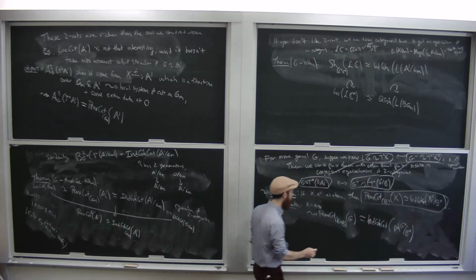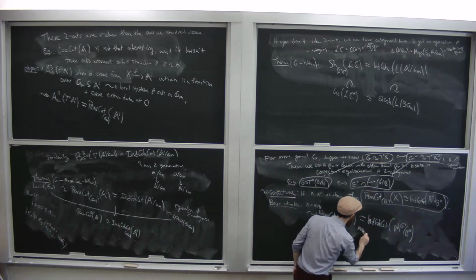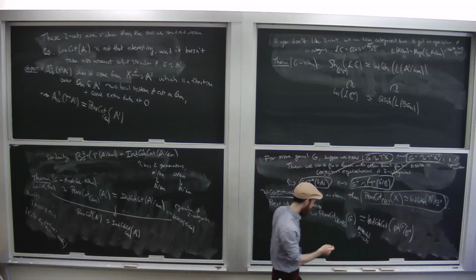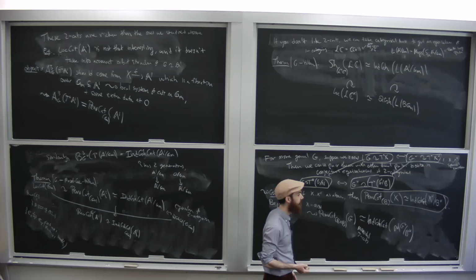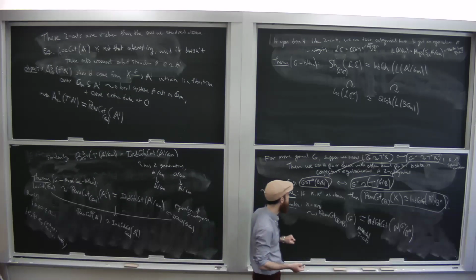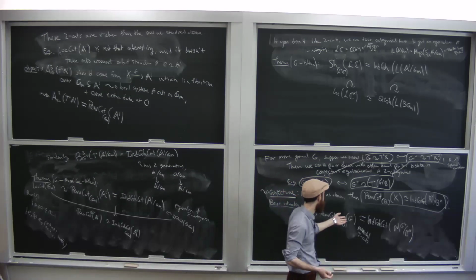And this should be an equivalence of monoidal 2 categories. Why is it called B times B constructible? Why is B times B constructible and not N times N? Well, I mean, it's N times N. It's N times N equivariant sheaves on G.